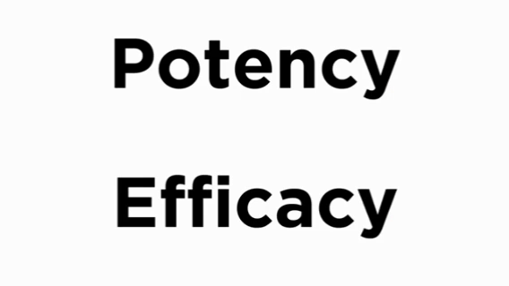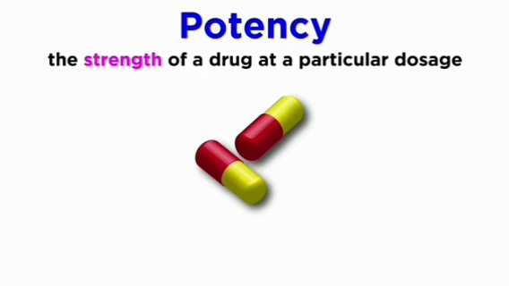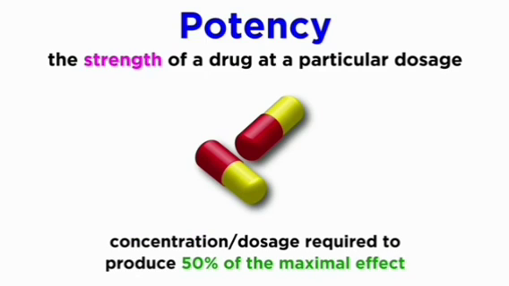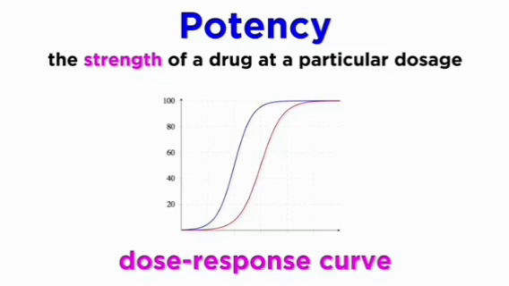With that understood, we must now define two terms, potency and efficacy. Potency refers to the strength of a drug at a particular concentration or dosage, or the amount of a drug that is required to produce a particular effect. And to get more technical, it refers to the concentration or dosage required to produce 50% of the maximal effect that drug can achieve. This can be examined on something called a dose-response curve.